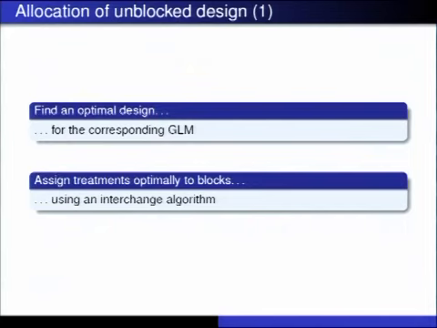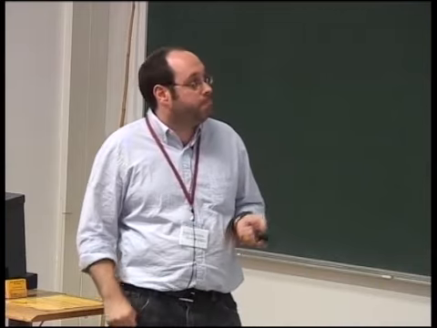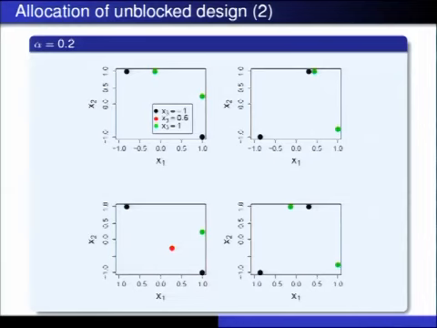So our final method is just to find our optimal design for our corresponding GLM, and then allocate that to blocks using an interchange algorithm to try and get the maximum D efficiency. And the design we get out of this looks a lot like the design we got through doing an unrestricted algorithmic search. Again, 3 values of x3 and a point in the interior of the design region. So certainly the algorithmic search design and the optimal allocation of an unblocked design, they look quite similar.